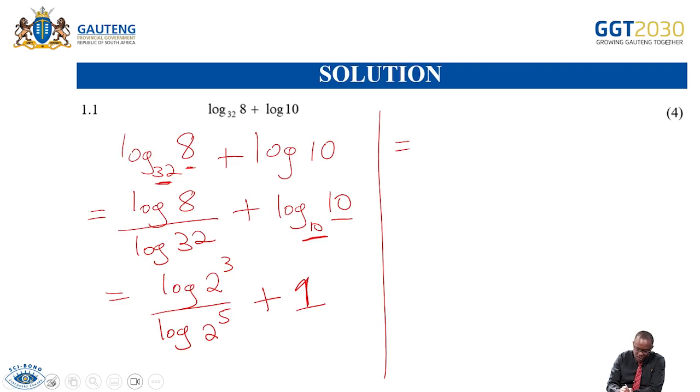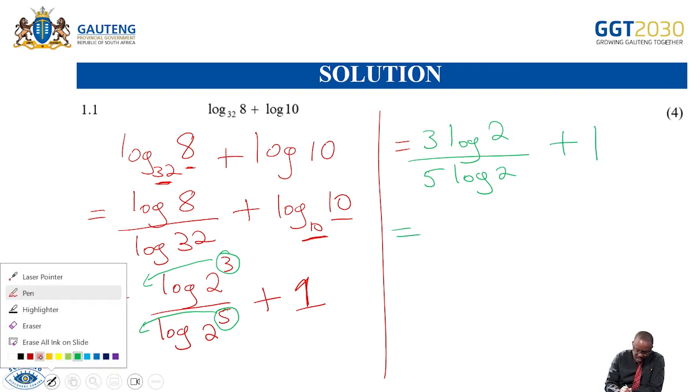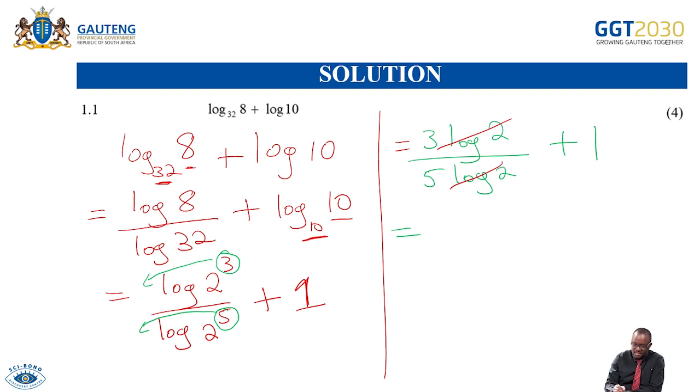That is what we are going to apply here. We take this 3, put it there, take this 5, multiply it there, then it's going to be 3 log of 2 all over 5 log of 2 plus 1. Then what will happen there? We are going to cancel those logs. Then we're going to have 3 over 5 plus 1. Then you will see that 3 over 5 plus 1 is going to give you 8 over 5.